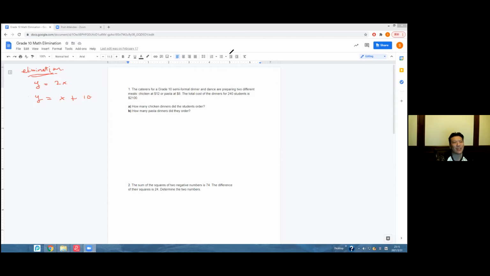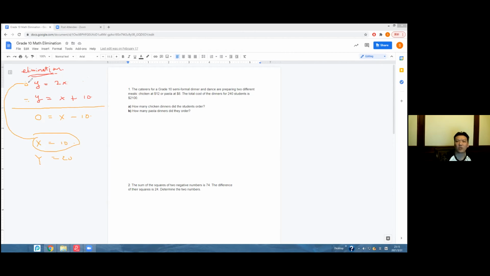It's not necessary in this case, though, because it's nice that we have the y's lined up over here, and both y's just have a coefficient of 1. So what I can do is just subtract these two equations. y take away y is equal to 0. I put the equal sign here. 2x take away x is equal to x. And 0 take away positive 10 is negative 10. So therefore, 0 is equal to x minus 10. So therefore, x is equal to 10. And therefore, y is equal to 20 after we plug this back in.